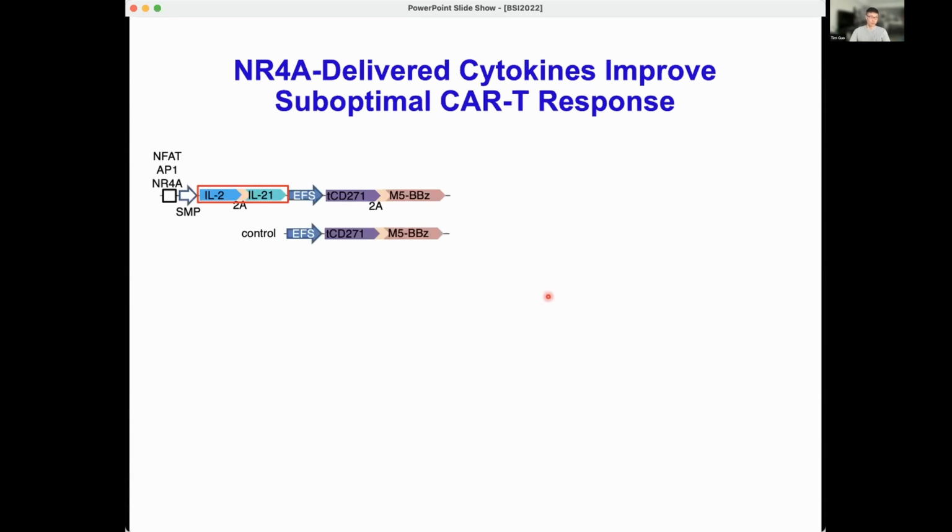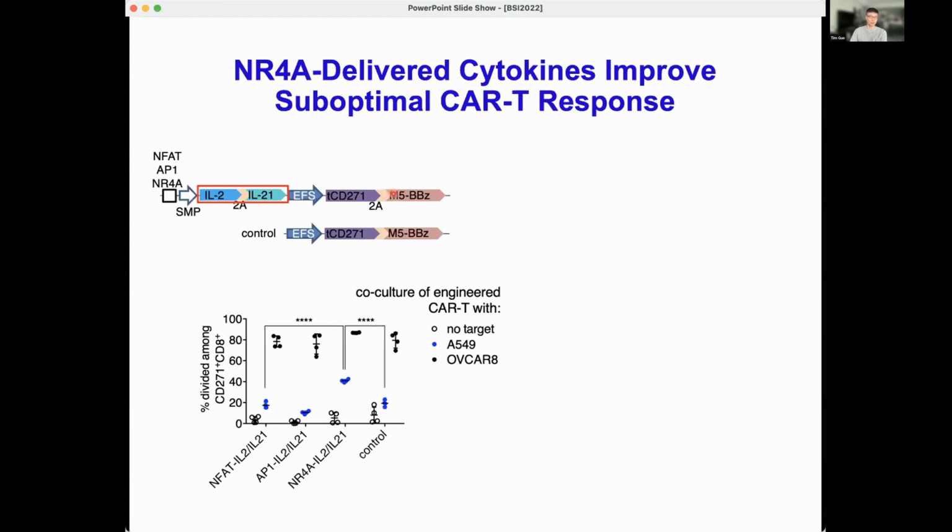Finally, in a therapeutic setting, we changed the payload to actual cytokines that we can study to help see how they help T-cell response. So here we use the pro-proliferation cytokines IL-2 and IL-21 under the inducible promoters and the same constitutive expression module downstream of that. Again, these constructs were delivered by lentivirus to primary T cells, and then we co-cultured the engineered cells with the same targets.